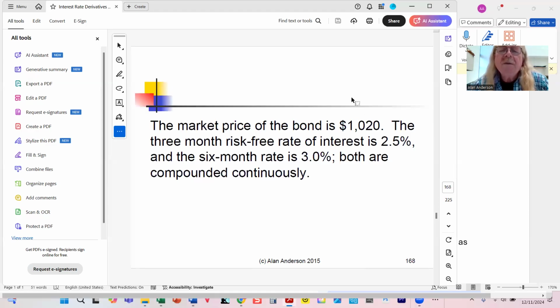So let's say that at the moment the market price is 1,020, and that is more than 1,000. That means that rates have fallen since this bond was first issued. If rates had gone up, the price would be below $1,000.